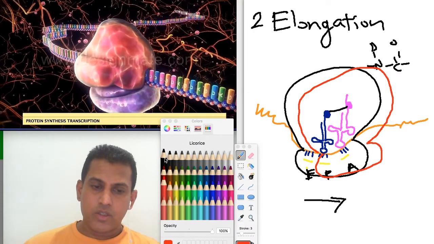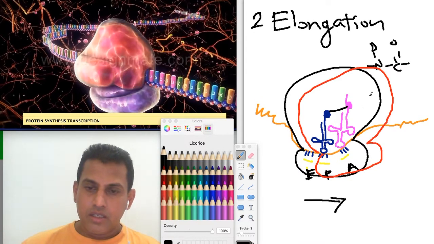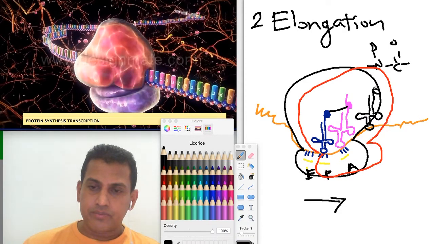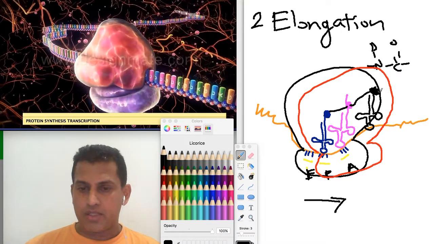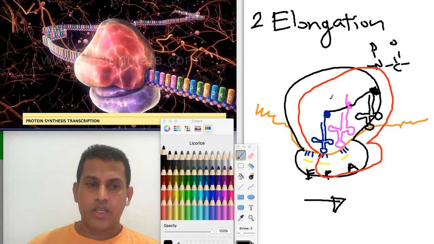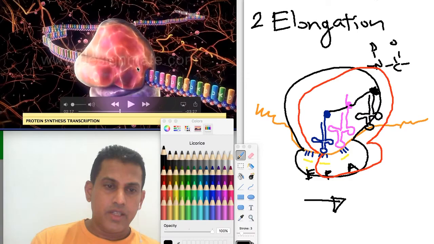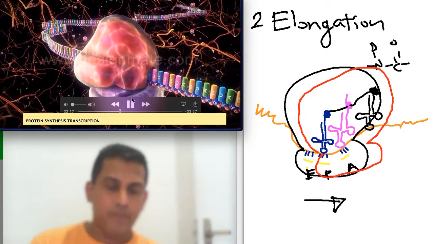Next, to the A site, a new tRNA can come and bind. And they're going to join again by condensation reaction to attach the third amino acid. So this process continues until all the codons have bound with tRNA. This is called elongation. So let's see elongation again here.